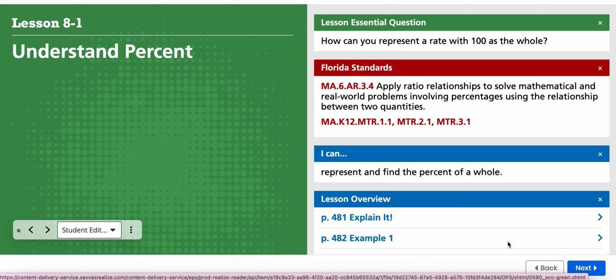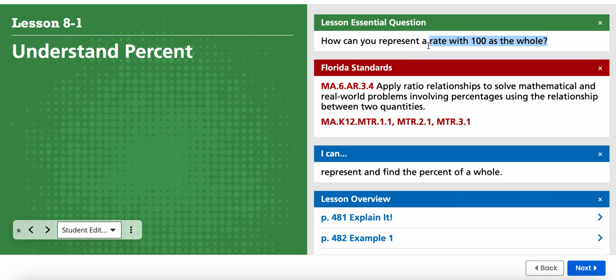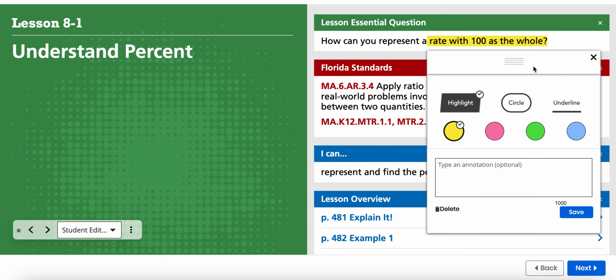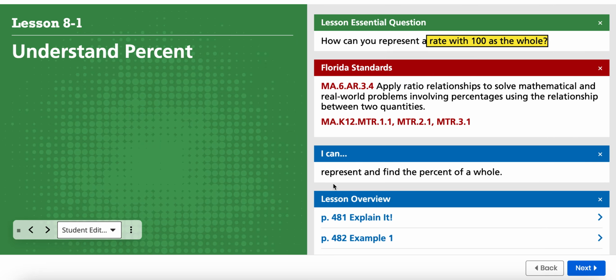This is Dr. Morales, and today we are going to go over lesson 8-1, understand percent. The essential question: how can you represent a rate with 100 as the whole? At the end of the lesson, you'll be able to represent and find the percent of a whole.